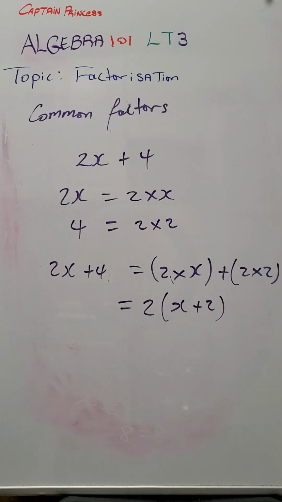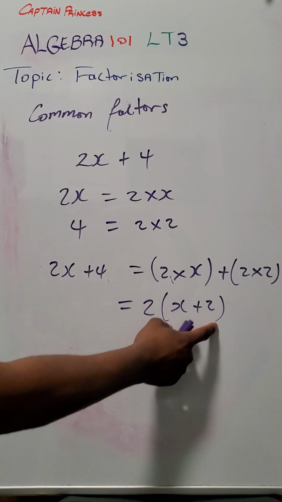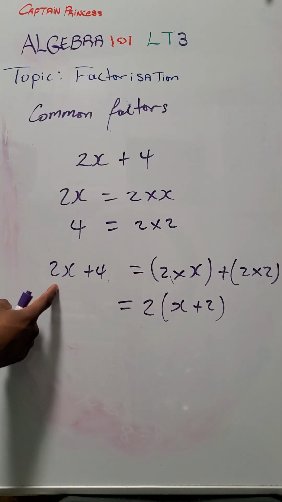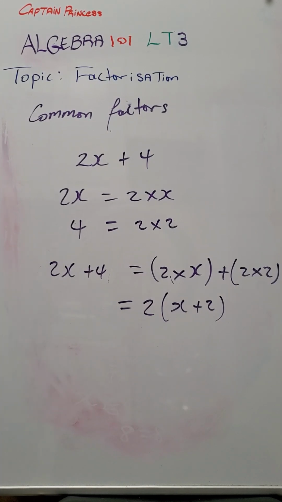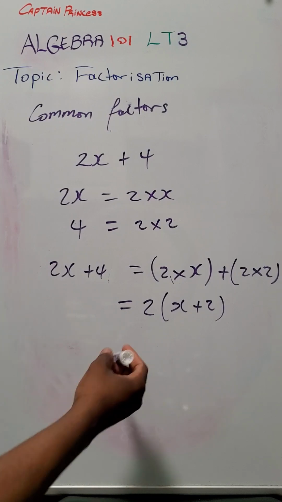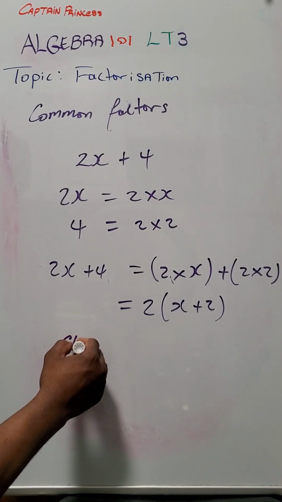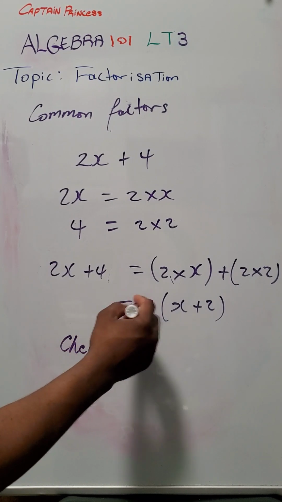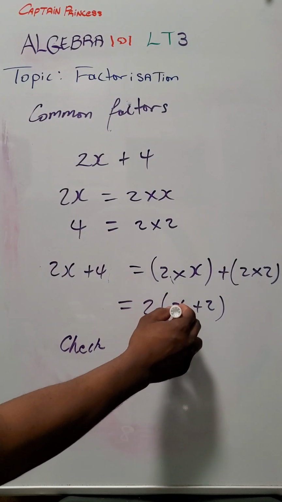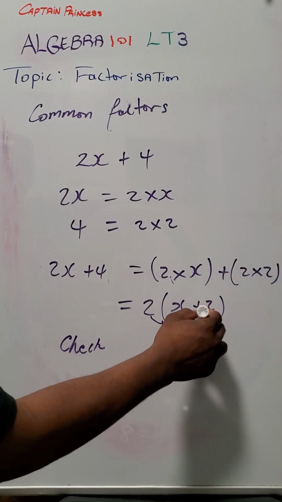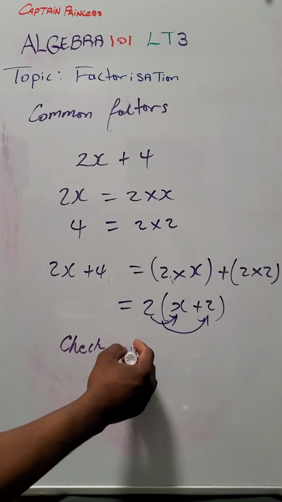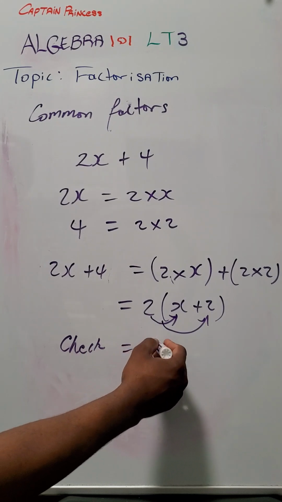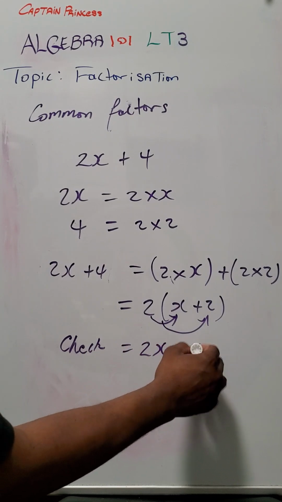Now, what the law is stating is that if we were to expand this bracket here, we will end up with this. Let us check. So we expand this by multiplying the 2 by both terms in the bracket. That will give us 2x plus 4.